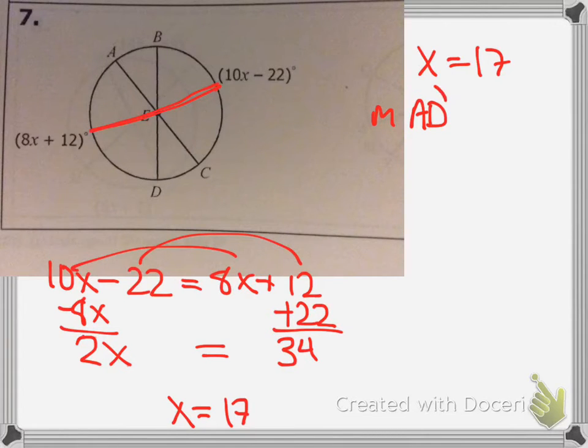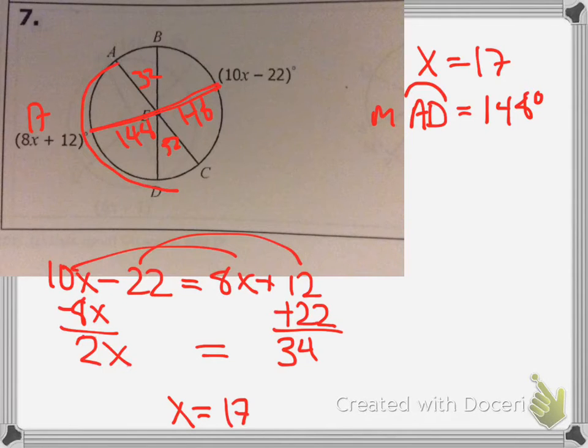That's horrible. Let's try that again. Arc AD. So, here to here. So I would put the 17 here and say 17 times 8, and then add 12, and you should get 148 degrees. Okay? And then obviously, if that's 148, I can subtract that and get this is 32, 148, and 32.